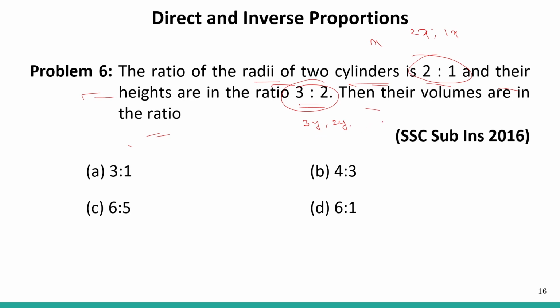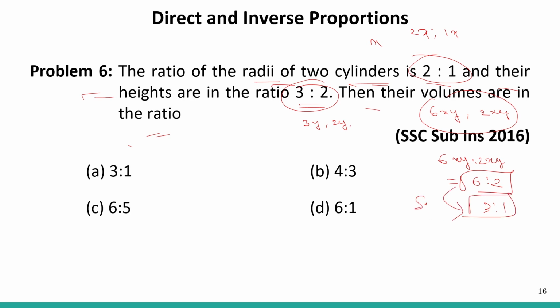So their volumes respectively will become what? 2 into 3 is equal to 6xy, and for the second one it will be 2xy, right? So keeping their ratio, 6xy is to 2xy will become 6 is to 2, right? So 6 is to 2 is equal to 3 is to 1, after simplification. So 3 is to 1 is the answer here. These are all wrong answers. The only correct answer here is 3 is to 1. This question has been asked in the SSC Sub Inspector 2016 exam.